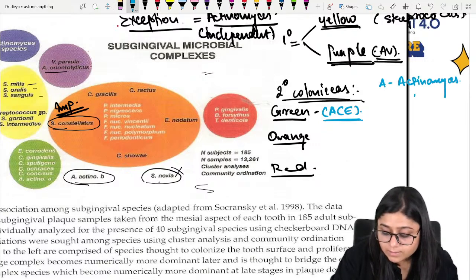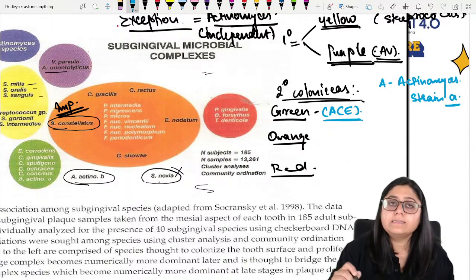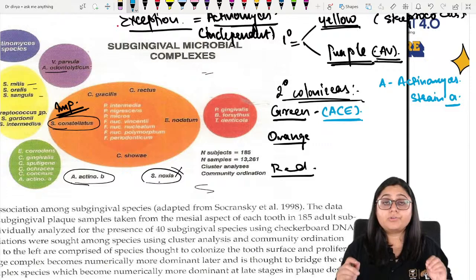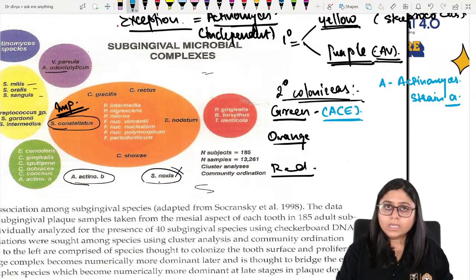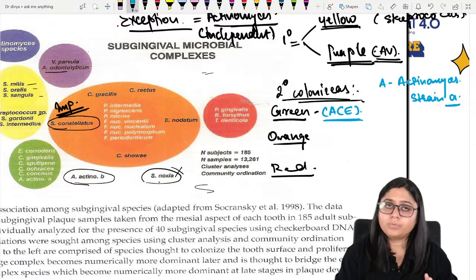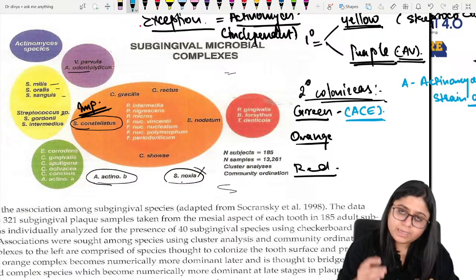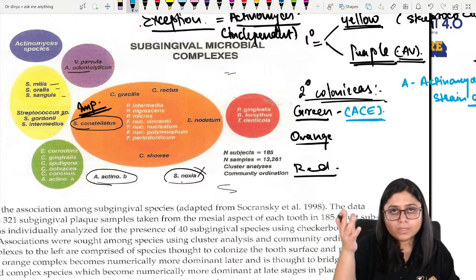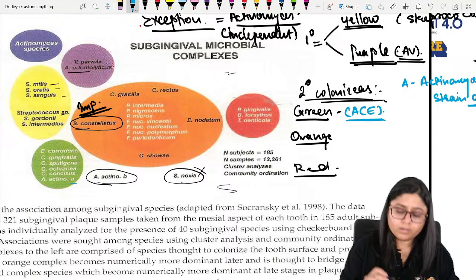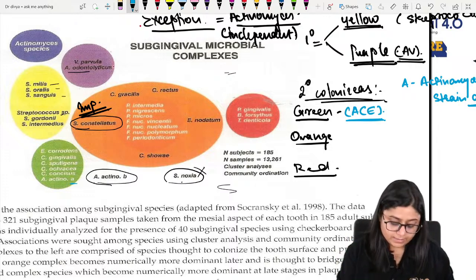Actinomyces species strain A. And this is the strain that is important. This is the strain A which is causing aggressive periodontitis. Most important strain A. You need not remember strain B if you don't remember, it's okay, but strain A you need to remember. Strain A is present in the green complex.